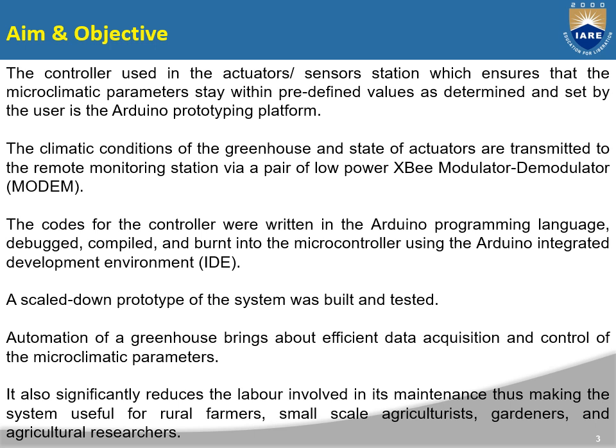The climatic conditions of the greenhouse and state of the actuators are transmitted to the remote monitoring station via a pair of low power XBee modulator demodulators. The codes for the controller are written in Arduino programming language, debugged, compiled, and burned into the microcontroller using the Arduino integrated development environment. A scaled down prototype of the system was built and tested.